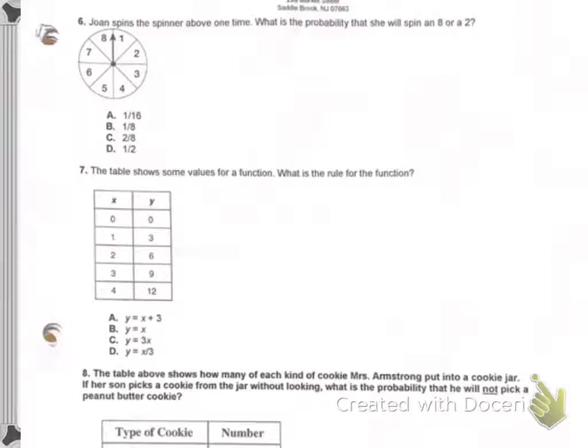Number 6. Joan spins the spinner above 1 time. What is the probability that she will spin an 8 or 2? Alright, so I'm looking for anything that's an 8 or 2. There's 2, and then out of 8 total. So 2 out of 8, or 1/4. The answer is C.